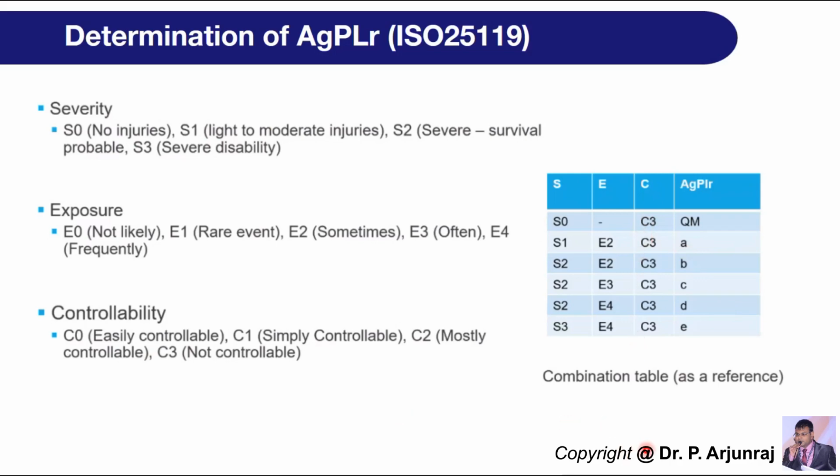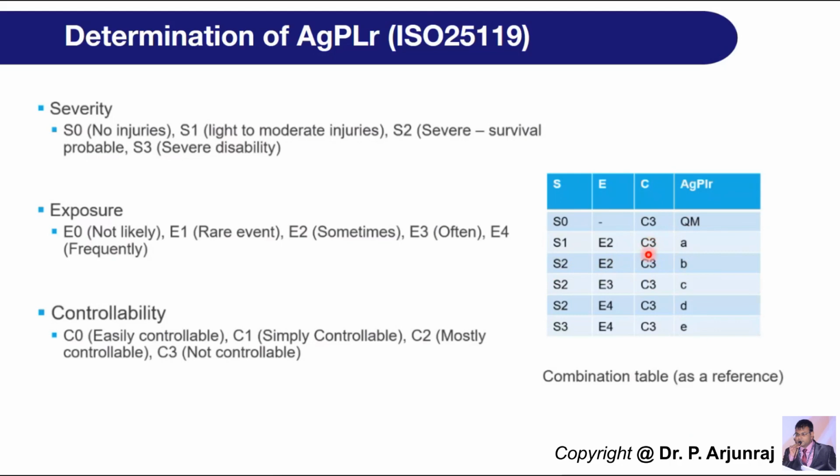Now there are some examples. You can see here the AgPLr is quality management. Even if the controllability is on the higher side, even though you are not able to control, and even if the probability is a rare event or not likely, it doesn't matter. So even with E0 or E1, if the severity is no injury, then this comes under the quality management category. S1, E2, C3 is A category. S2, E2, C3 is B category.